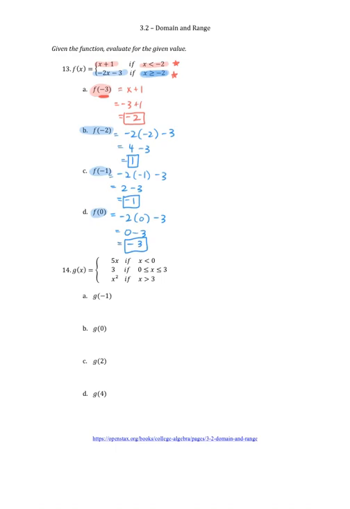Same thing for number 14. This just has 3 pieces, but it's the same thing. So I'm going to do the first one in red, the second one in blue, and the third one in green. And then I'm going to determine which one goes where. So for part A, I'm looking for -1. -1 is less than 0, so that's going to be the red.